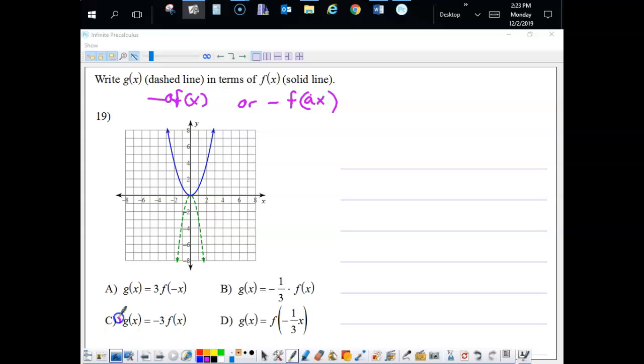C. Good. It can't be the ones with fractions, right? Because that's for the opposite, and it's been flipped. So the only thing is we don't know what the number is here. We don't know how much is being compressed or stretched.